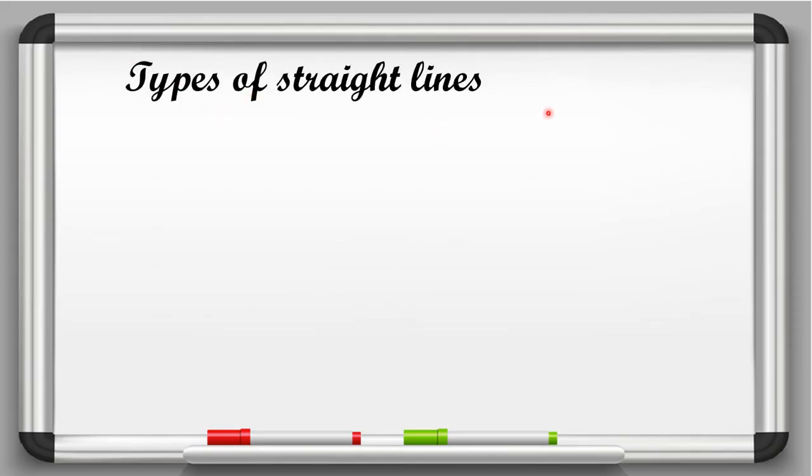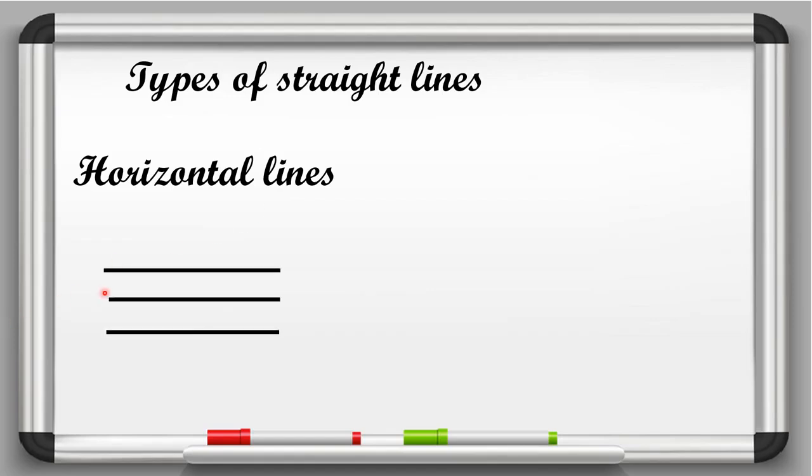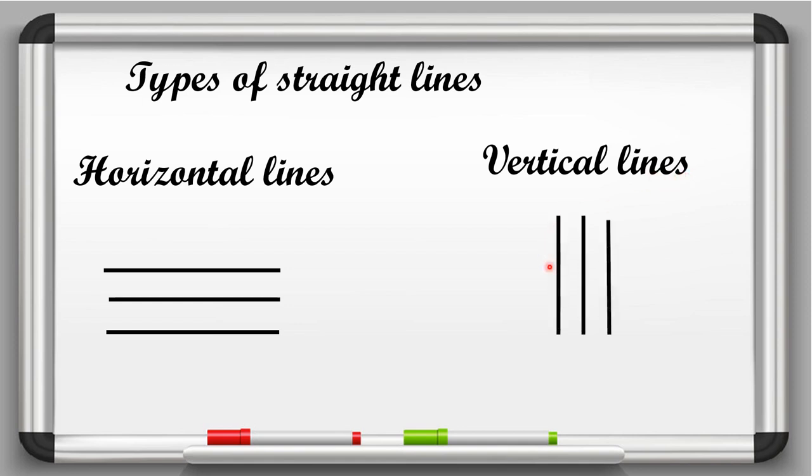Types of straight lines. Number 1, horizontal lines. What are horizontal lines, beta? Horizontal lines means sleeping lines like this. Okay, these are the horizontal lines. Now, the vertical lines. Vertical lines means standing line like this. Okay, these are the standing lines.